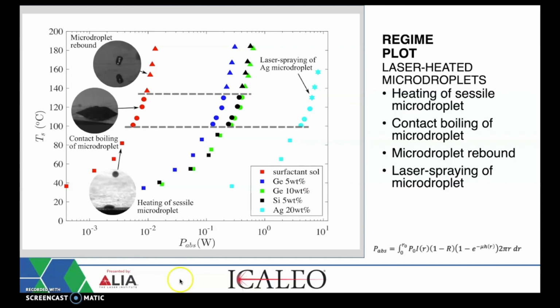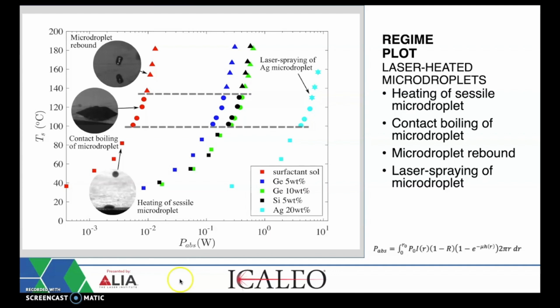This figure shows a regime plot of the different outcomes observed when the liquids were tested. That is, we can see how the surfactant solution, germanium 5 weight percent, germanium 10 weight percent, silicon 5 weight percent, and silver 20 weight percent behave as a function of the absorbed power of the laser.